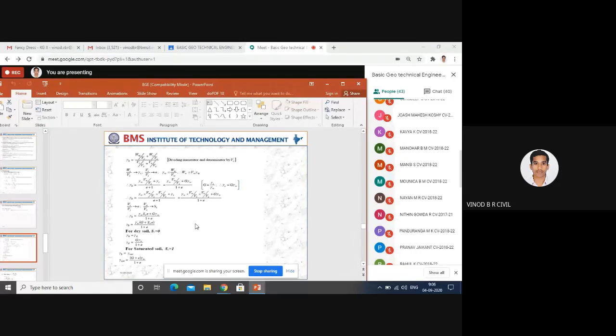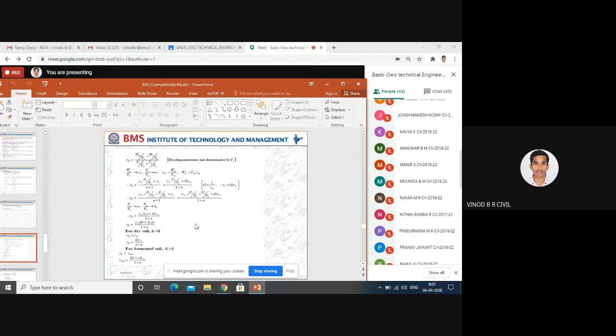Specific gravity is equal to unit weight of soil divided by unit weight of water, that is gamma S divided by gamma W. Cross multiplication: unit weight of soil, gamma S, is equal to G into gamma W. Therefore, gamma b is equal to unit weight of water, gamma W, into volume of water divided by volume of soil, plus unit weight of soil, gamma S, divided by e plus 1, equals gamma W into volume of water divided by volume of soil plus G into gamma W, which is nothing but the unit weight of soil.